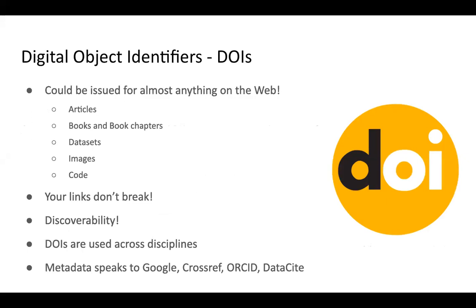So like I just mentioned, DOIs are one of the most used persistent identifiers in the scholarly communication, and they are used across disciplines. And they can be used for almost anything on the web, from articles, book chapters, to data sets and code. And major benefits for using and citing DOIs are that your links don't break, and also the metadata associated with a DOI speaks to such things like Google, Crossref, ORCID, which are all organizations that ensure the discoverability of that item.